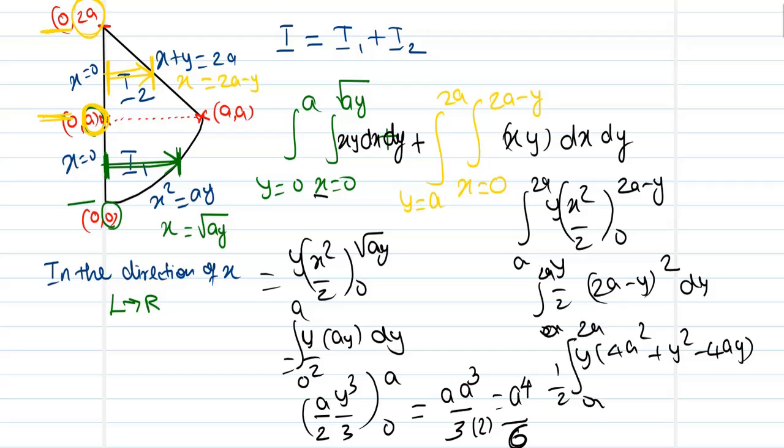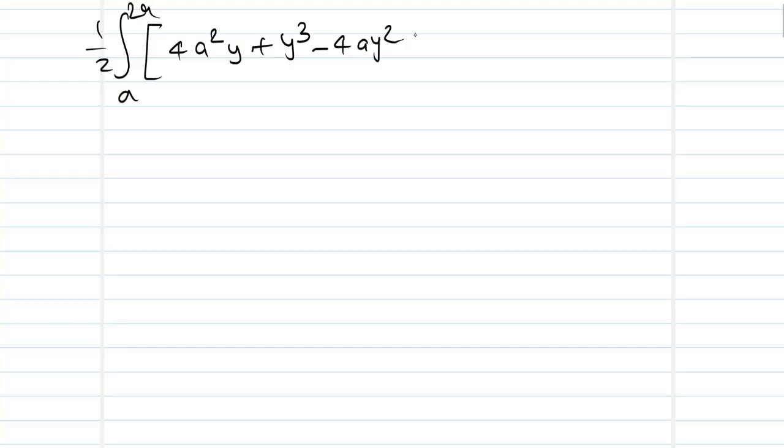Now the expansion of this will give you 1 by 2 integral of 4a square y plus y cube minus 4ay square. This has to be integrated between a to 2a with respect to dy. Now this gives you 4a square y on integration y square by 2, y power 4 by 4, minus 4a y cube by 3.